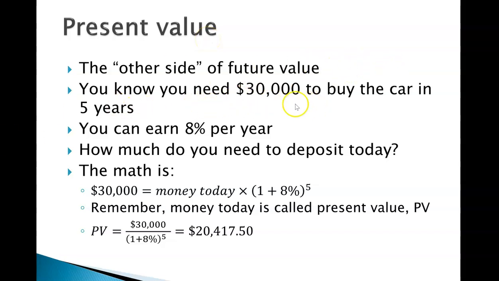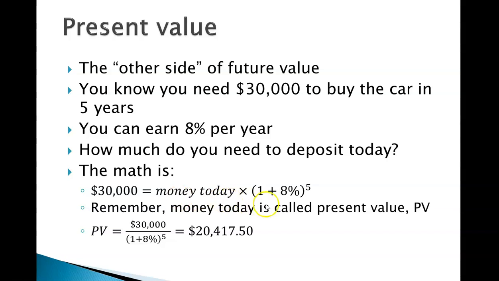So in a previous example, I said we were hoping to end up with $30,000 in 5 years. We can earn 8% a year. So the question is, well, how much would I have to put in the bank today, earning 8% a year, to end up with $30,000 5 years from now? And we can use our future value formula. The thing is, in this case, now we know the future value, and what we want to solve for is the money we need to deposit today. Remember, that's called the present value. Okay, so we're solving for the present value.